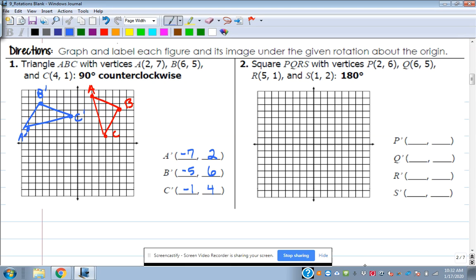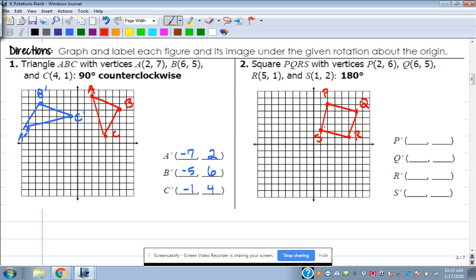PQRS vertices are (2, 6), (6, 5), (5, 1), and (1, 2). So we're going to plot those points. P is at (2, 6). Q is at (6, 5). R is at (5, 1). And S is at (1, 2), not (2, 2), (1, 2). There we have our square.